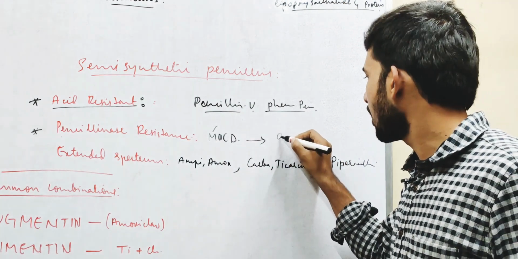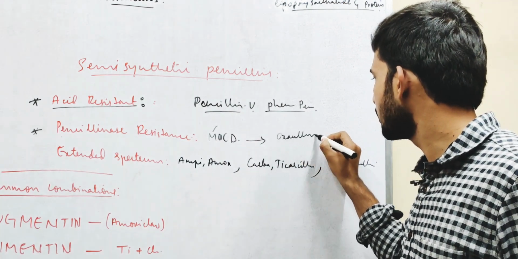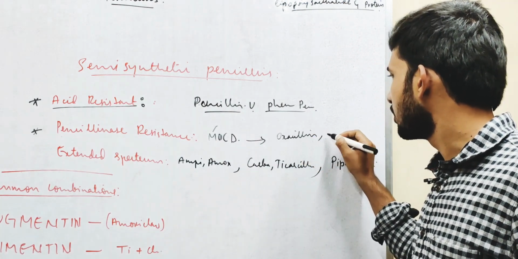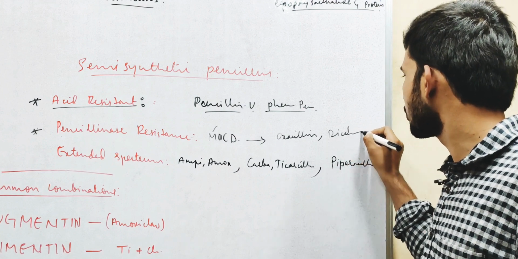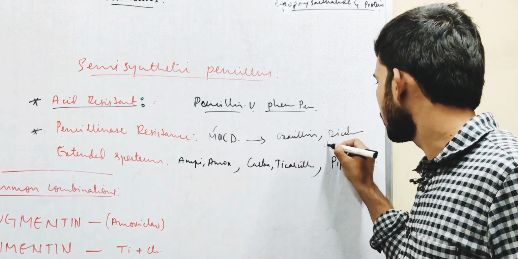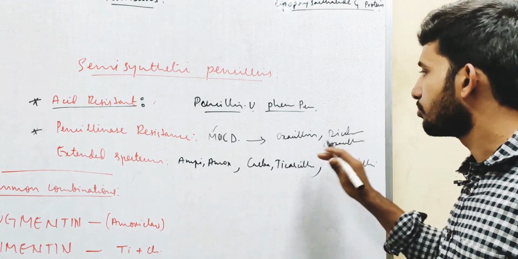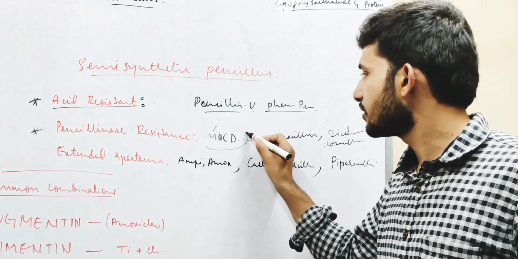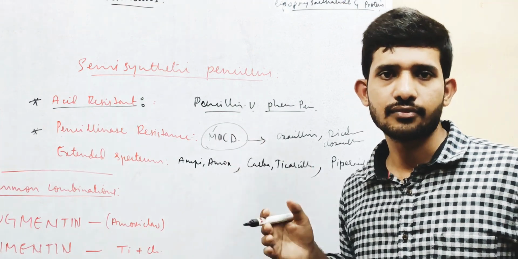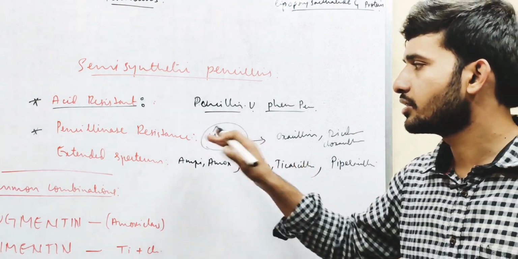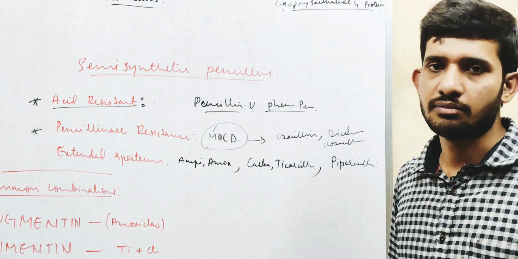Among these, oxacillin is the majorly used drug, dicloxacillin and cloxacillin. Okay, so just remember it as MOCD as a mnemonic so that you can memorize penicillinase resistant penicillins.